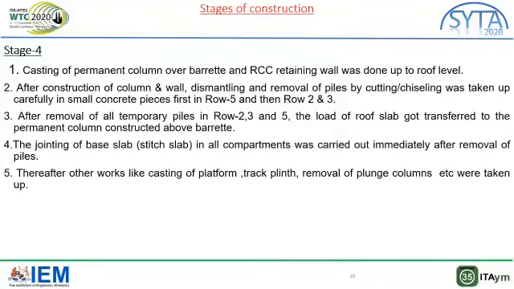After removal of all temporary piles in row 2 and 3 and 5, the load of roof slab got transferred to the permanent column constructed over wherret. The jointing of base slab in all compartments was carried out immediately after removal of piles. Thereafter, the works like casting of platform, track plane, removal of plunge columns, etc. were taken up.